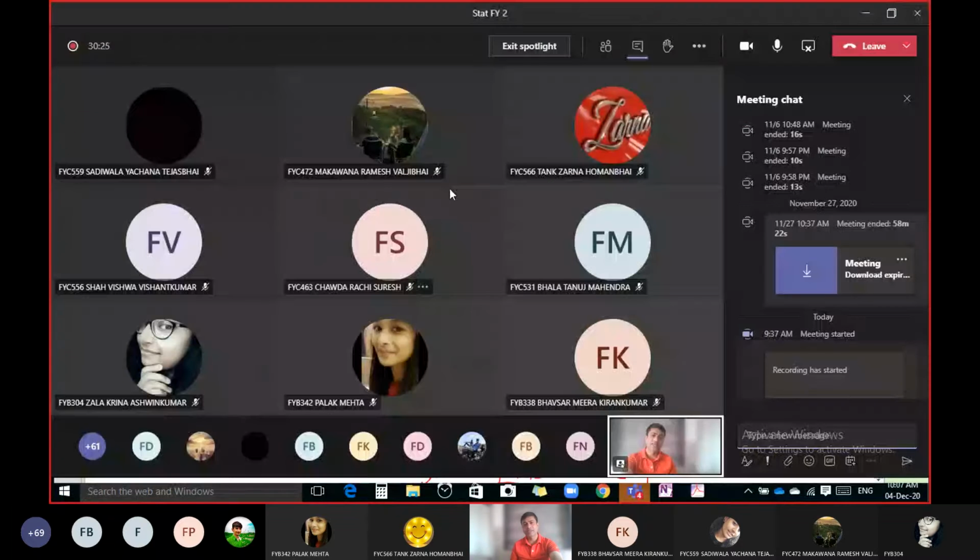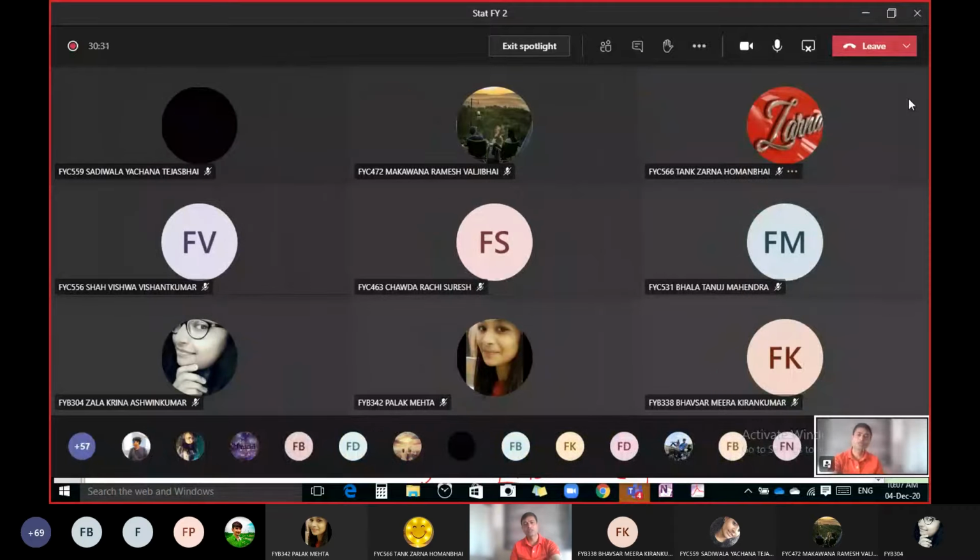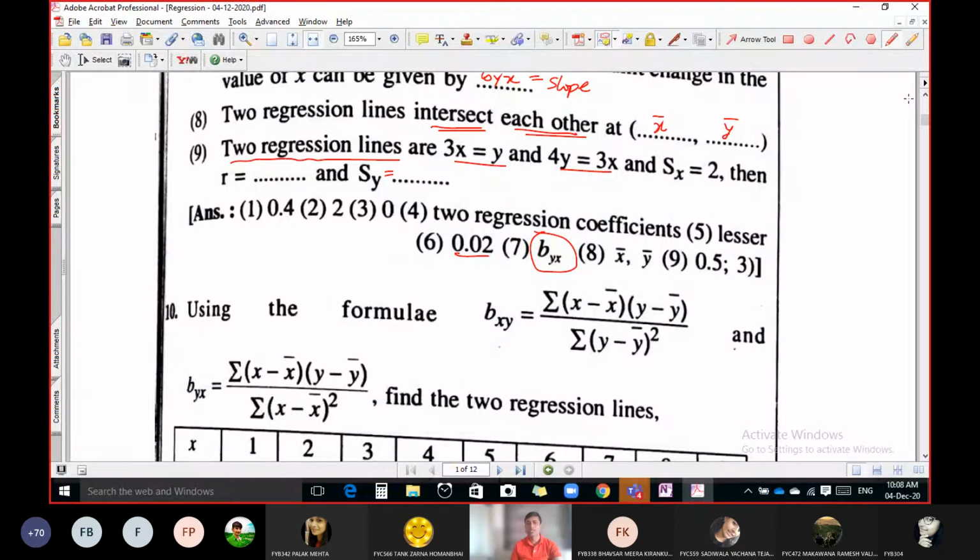Any idea? Any of you have any idea about this question? Question number 9. Two regression lines are given and we have to find out the value of r, correlation, and standard deviation of y.